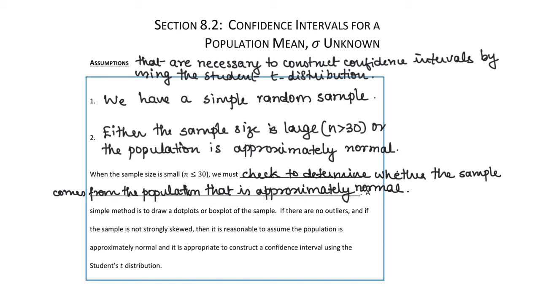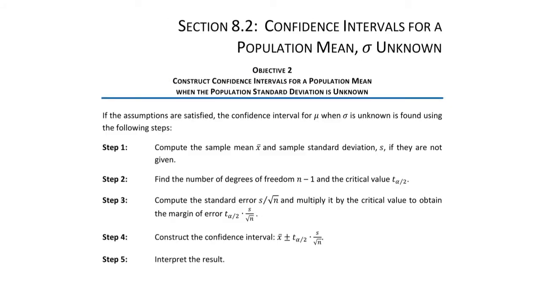If there are no outliers, and if the sample is not strongly skewed, then it is reasonable to assume that the population is approximately normal. And it is appropriate to construct a confidence interval using the student t distribution. In objective 1, you learned what a student t distribution is, how to find the critical value of the student t distribution using the table, and the assumptions for constructing a confidence interval using the student t distribution.